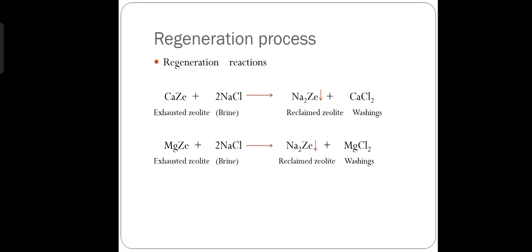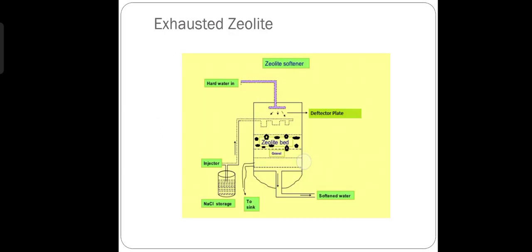How it works? Now these are your regeneration process reactions. CaZe, that was the precipitate formed on the zeolite bed, comes into contact with the brine solution NaCl to form Na2Ze, that is your reclaimed zeolite, and the washings will contain CaCl2. Similarly, the MgZe will combine with the NaCl solution to form the reclaimed zeolite and MgCl2 as the washings. Now these washings will be removed to the sink through another outlet.